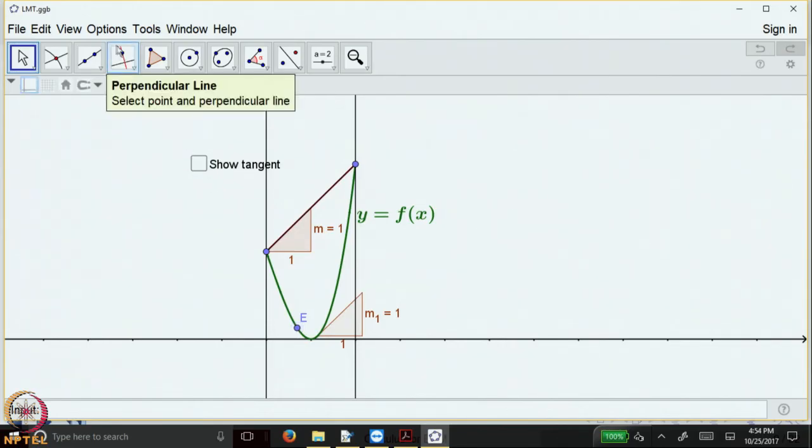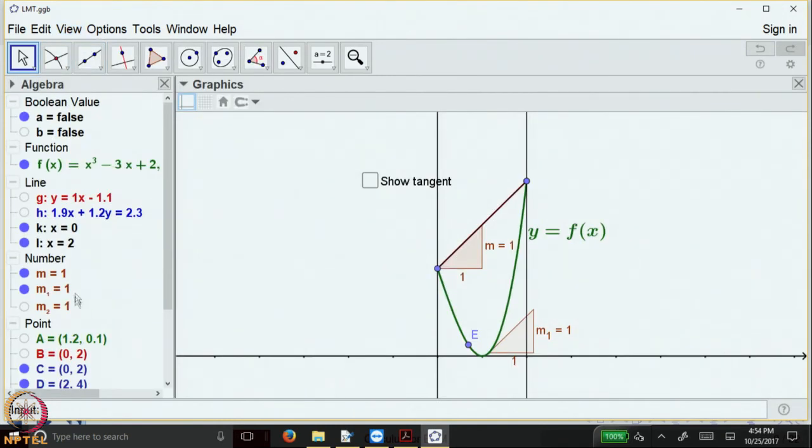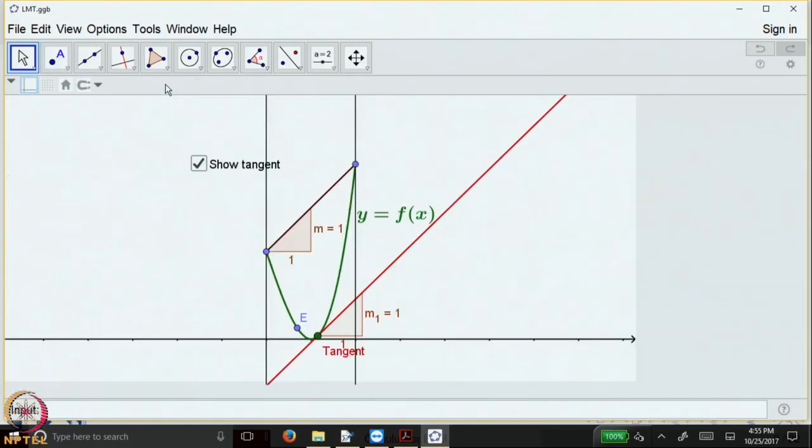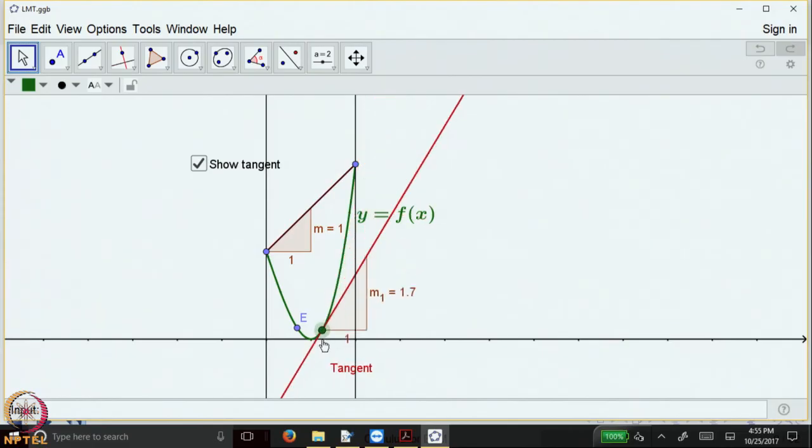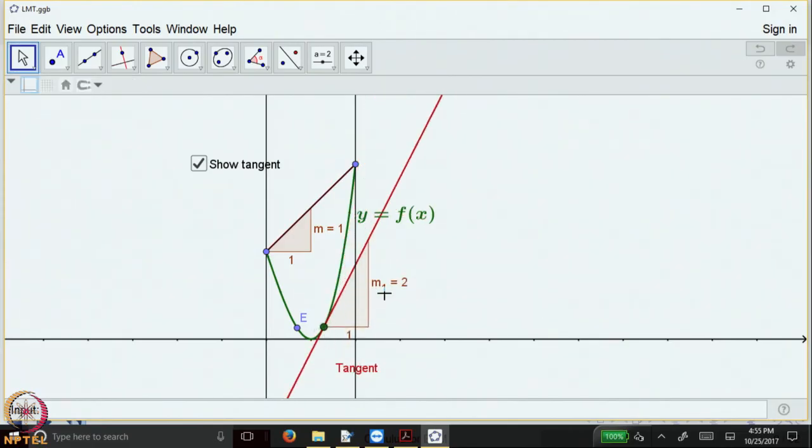Let us view algebra, and that point A is not visible. So, let me make this point A visible. Okay, let us show the tangent at a point. This is a tangent at the point A, and let us move this point A. If I move this point A, this number is showing me the slope of this tangent line.